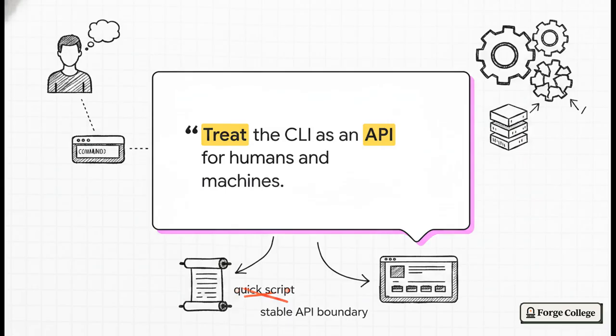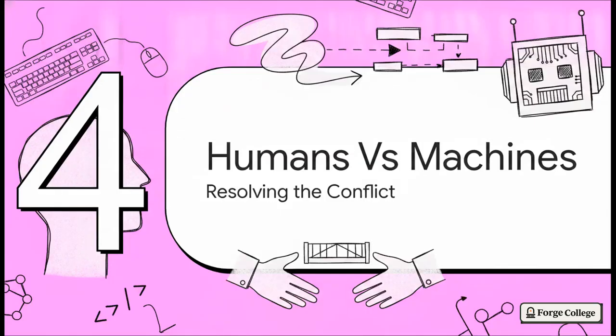Yeah, it's just as important as the massively complex logic happening inside the tool. Because think about it. If your tool randomly changes its output format every other week, your team's automated systems are going to completely break every other week. And that perfectly tees up Section 4, Humans versus Machines, resolving the conflict.